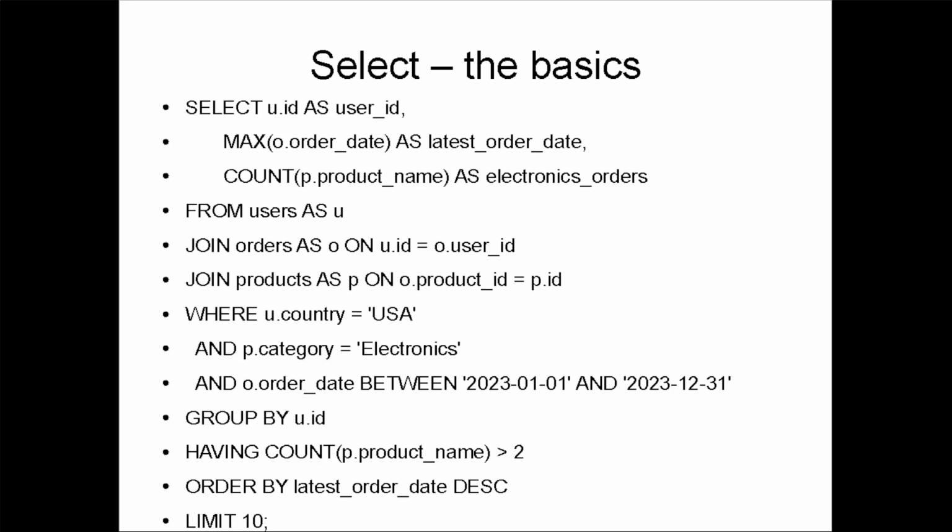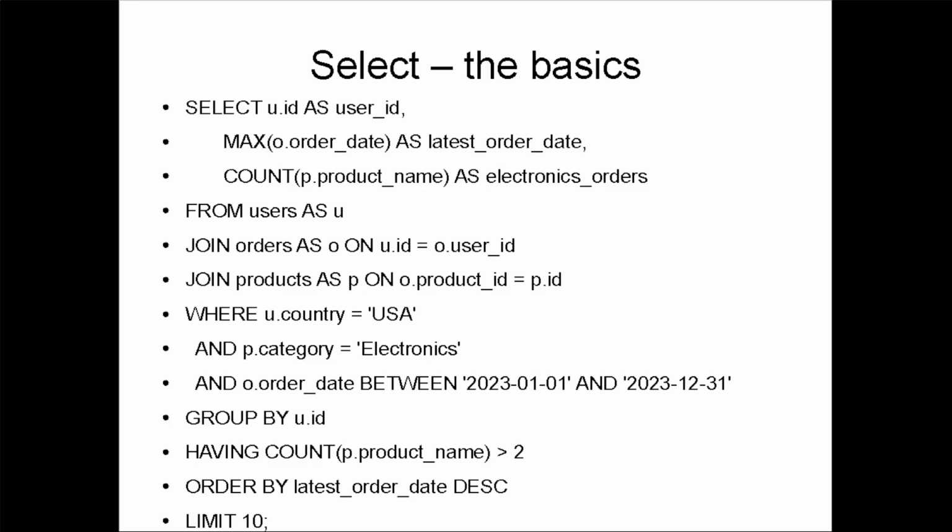Order by latest_order_date descending sorts the final results by the latest_order_date column in descending order, newest to oldest. Users with more recent electronics orders appear first. Limit 10 restricts the output to the first 10 rows after sorting. We get the top 10 users with the most recent electronics orders who meet the having condition.